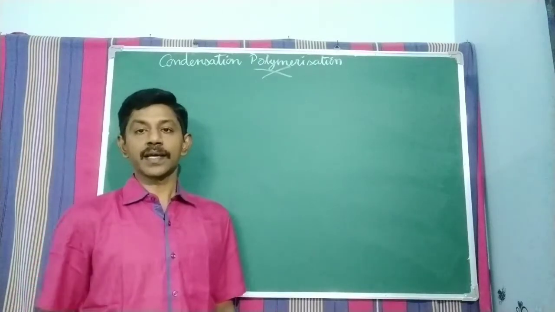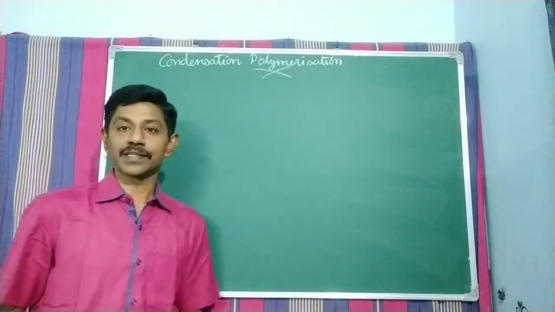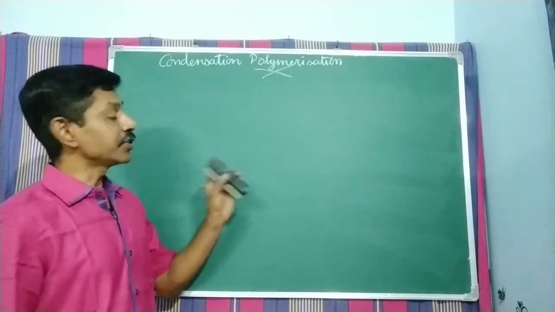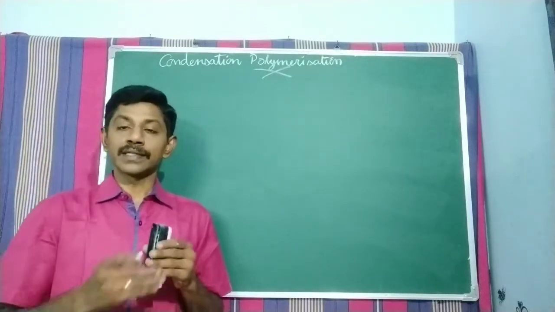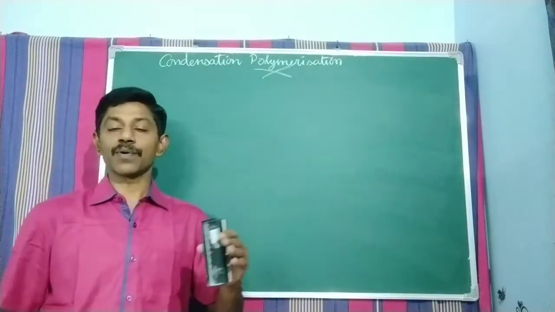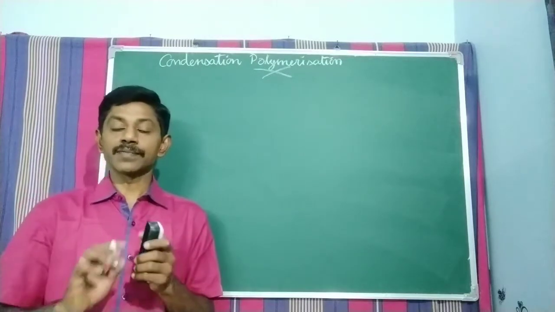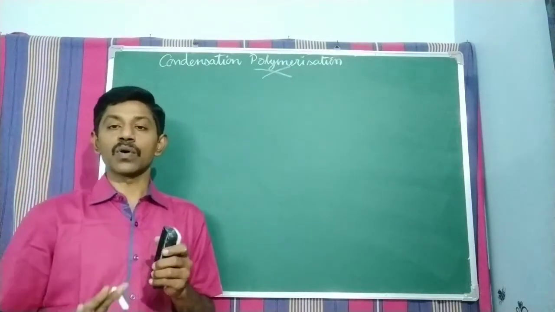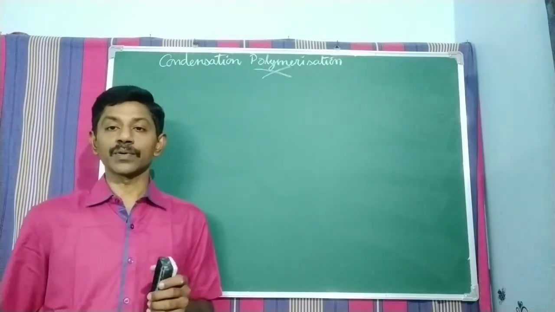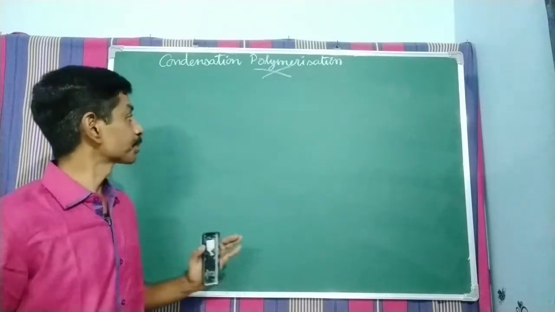Students, the next type of polymerization is condensation polymerization. As I told you in the beginning of the session, addition polymerization is a growing chain type. Continuously we add the next monomers and form the polymer. And in condensation processes, sometimes we will lose or remove a molecule of water in between, or an ammonia molecule. So condensation polymerization is our next target.